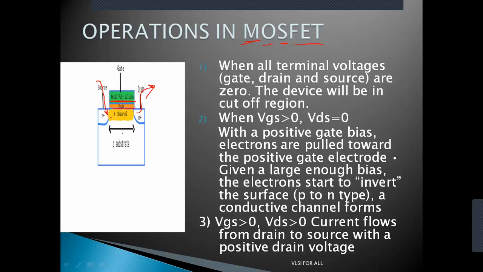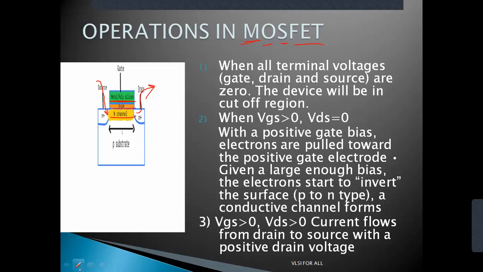Here a path between the source and drain is used to provide a path for the flow of the majority charge carrier. This is called channel. If we take an n channel, then this is called n-channel MOSFET. There are three regions of operation in the MOSFET, that is cutoff region, linear, and saturation region.